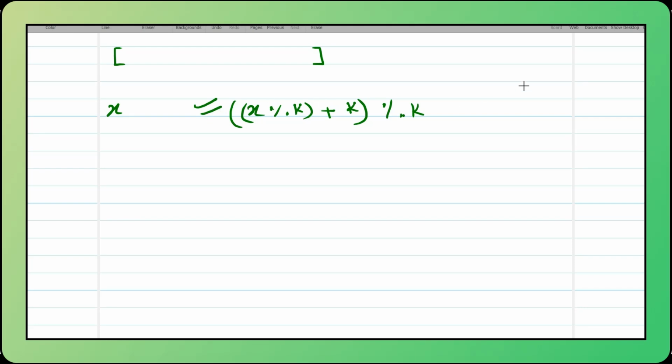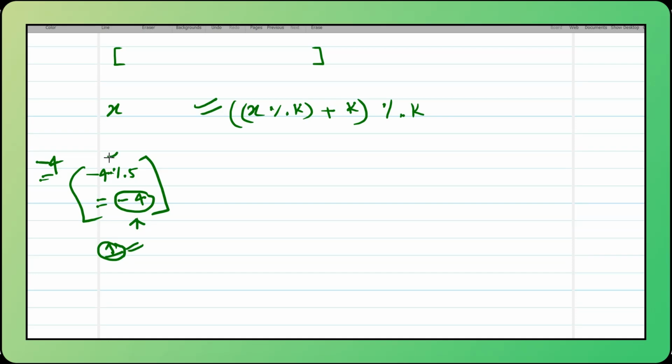Let's try to understand one example. If my input element is minus 4, generally minus 4 mod 5 returns minus 4, but this is not correct as per mathematics. Minus 4 mod 5 should return 1, because your remainders should not be negative. If you go to Google and search for any modulo calculator, you will get 1 if you do something like this.